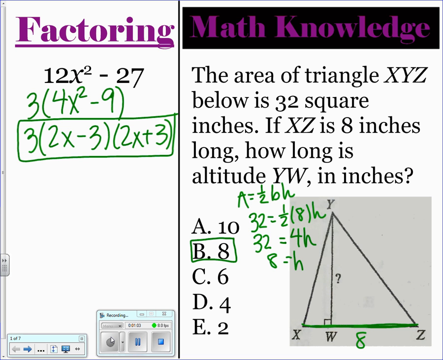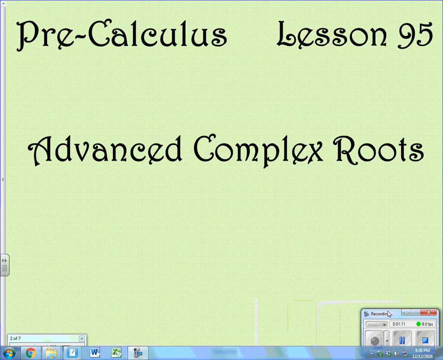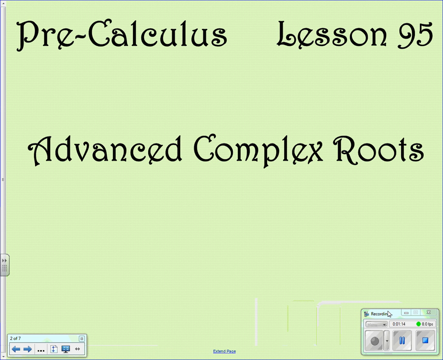Okay? Now we're going to look at lesson 95. We're looking at advanced complex roots. So we talked about complex roots back on lesson maybe 79, where we had De Moivre's theorem, where we had r CIS theta to the n was r to the n CIS n times theta. So that's what we're going to be looking at today.